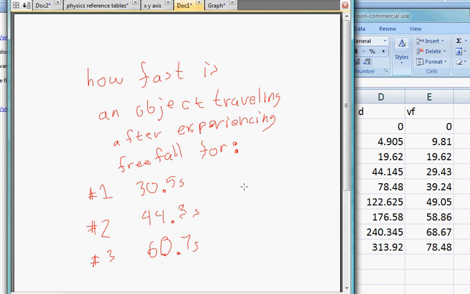Now, remember, guys, this is uniform. I just want to stress this. This is uniform acceleration with vi equal to 0 and your acceleration equal to g, which equals 9.81 meters per second squared. Okay, thank you.